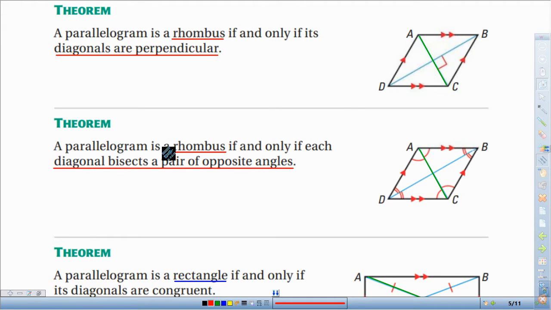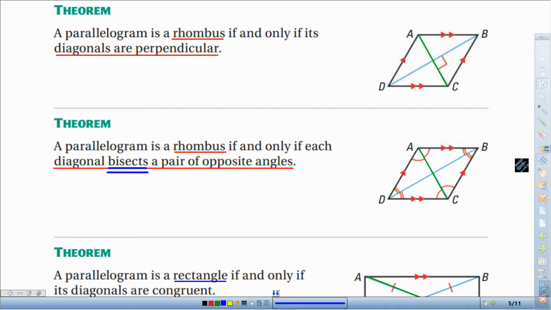Okay, next thing, a parallelogram is a rhombus if and only if each diagonal bisects a pair of opposite angles. Again, we're talking about diagonals, but now we're pointing out that the diagonals are bisecting a pair of opposite angles. You might want to underline that word, bisect. Remember, bisect means to cut into 2 congruent halves. So this angle is being cut into congruent halves, same thing over here, and then this diagonal here is cutting angle B into congruent halves, same thing with angle D. That is something we get when we have a rhombus.